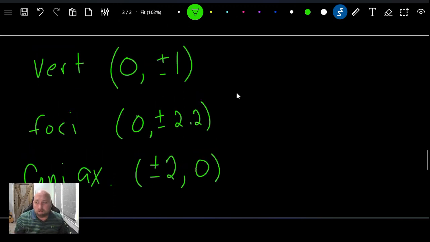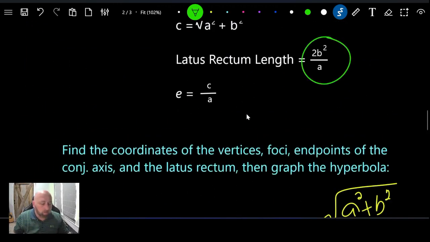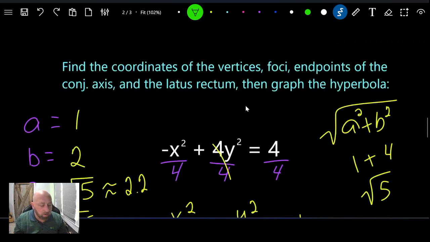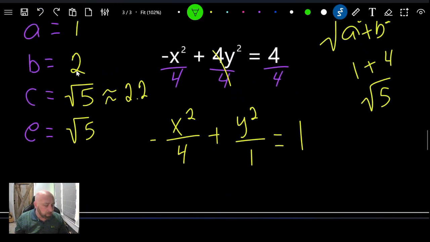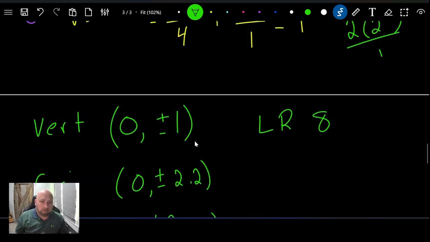And then it also says that we need the ends of the latus rectum. So for that, we'll need to use this one right here. We have 2b squared over a. So 2, and then b is 2 squared over a. So that's a squared. There we go. So that's 8 over 1, or just 8. Now notice that this actually gives us our latus rectum length as 8.